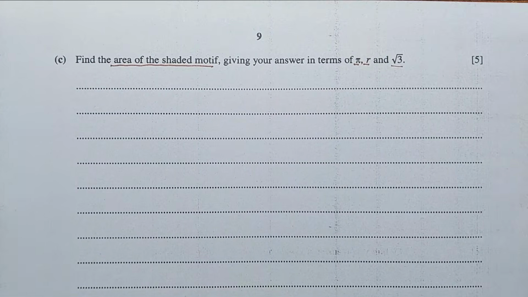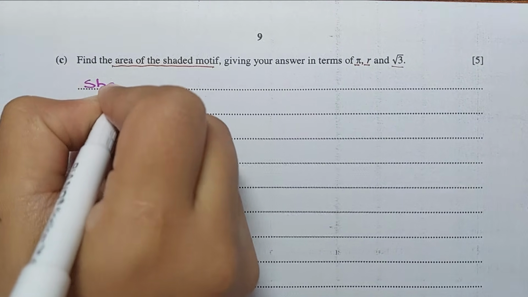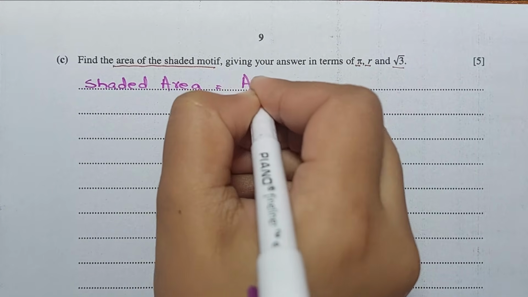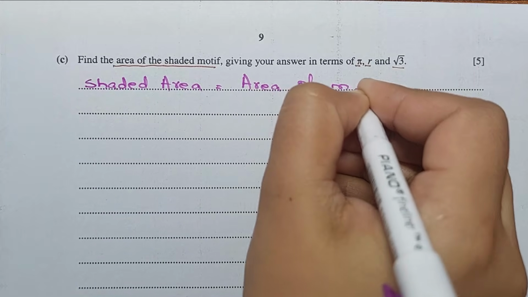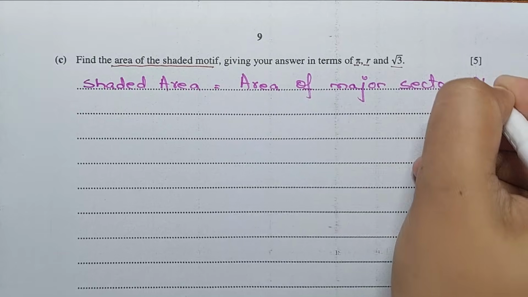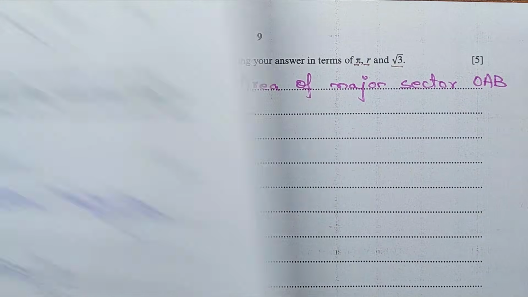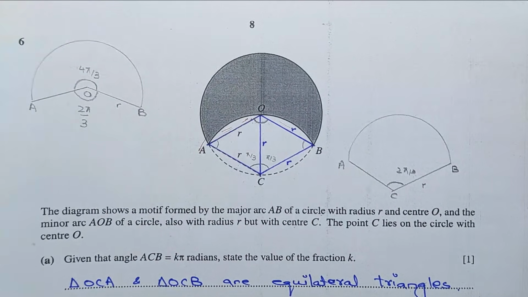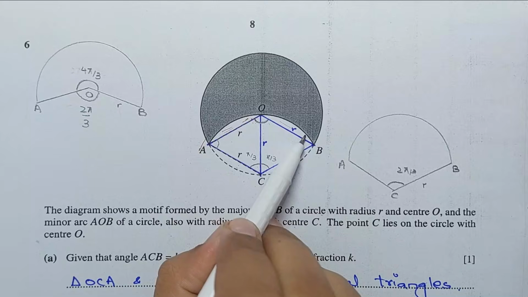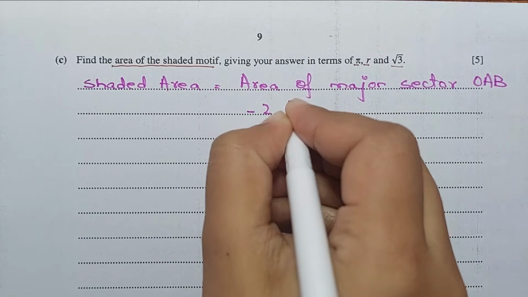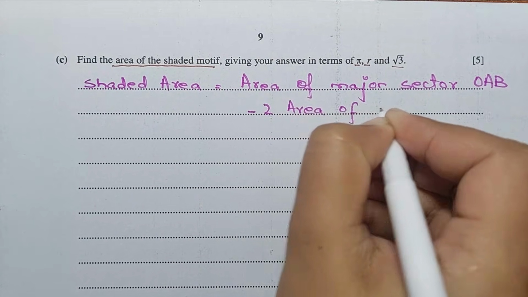First let me figure out the shaded area. Let me write this down. Shaded area is the area of major sector OAB, right? So first we need to find the area of the major sector OAB, and then subtract 2 times the area of the segment.